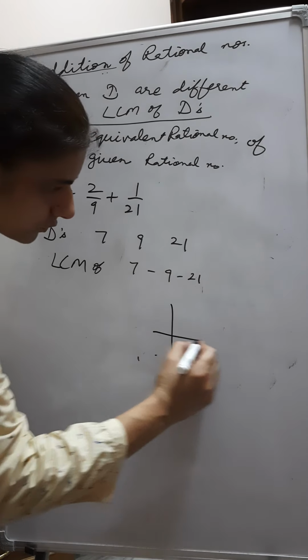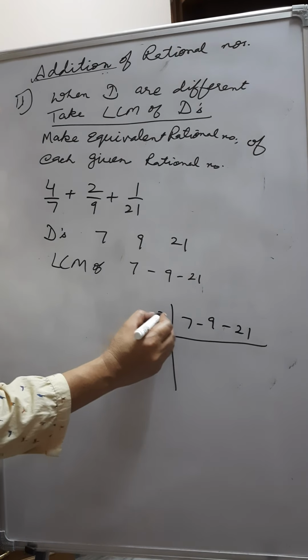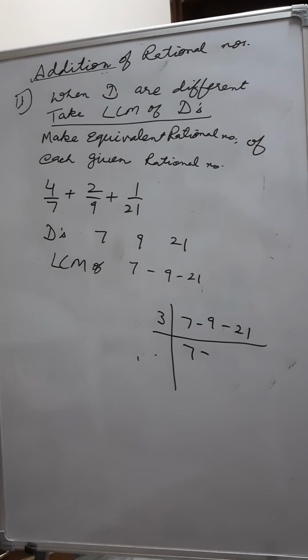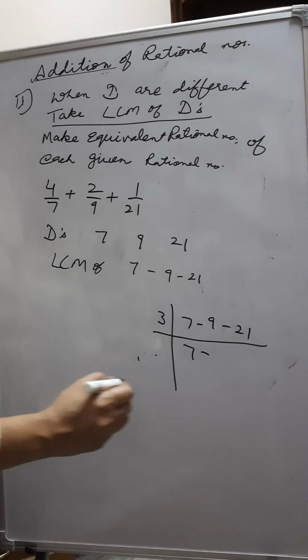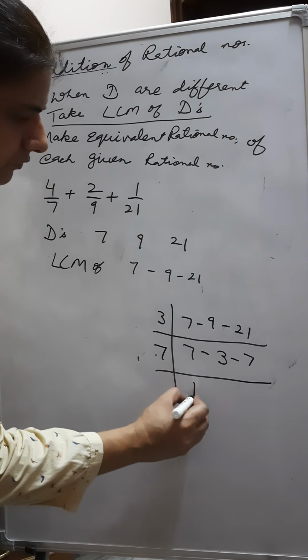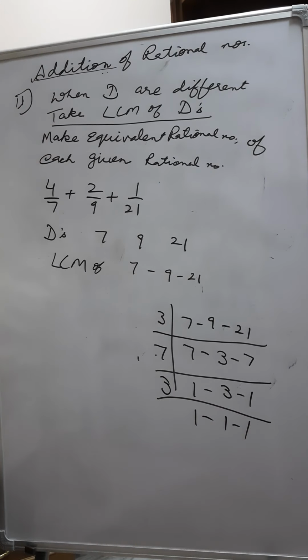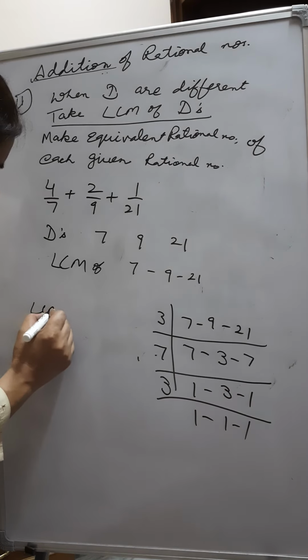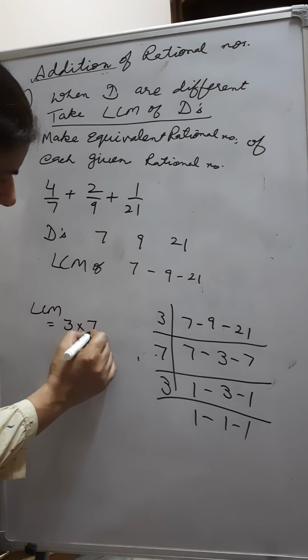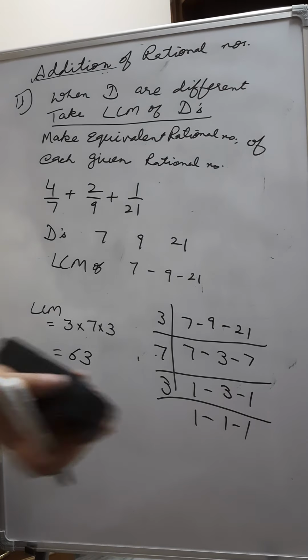Now take the LCM of 7, 9 and 21. Start with 3. 3 3s are 9, 3 7s are 21. Then 7, 1, 3, 1. And then 3, 1, 1, 1. So the LCM is 3 into 7 into 3. It is 63. The LCM is 63.